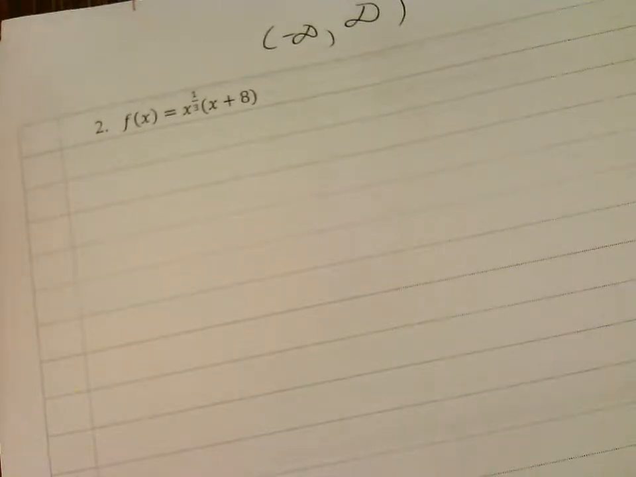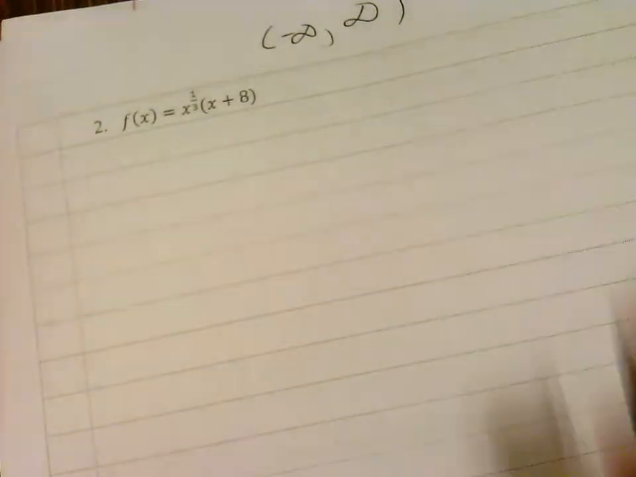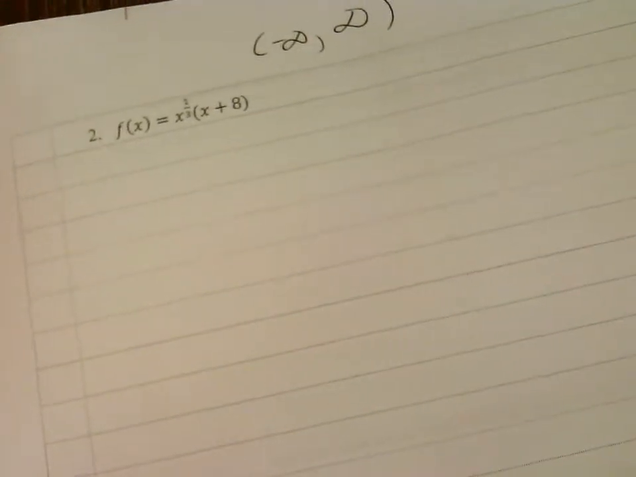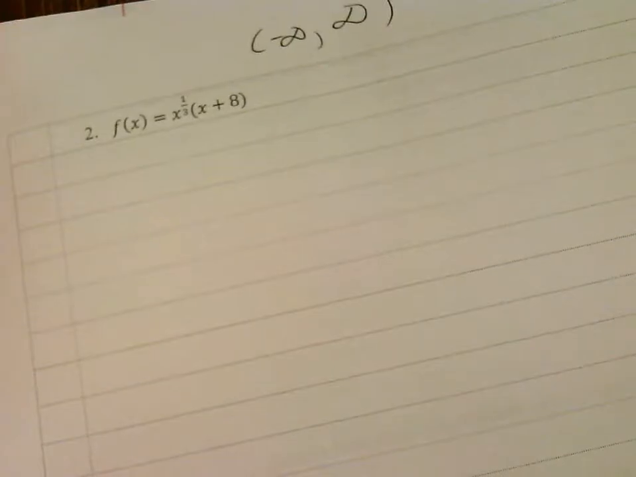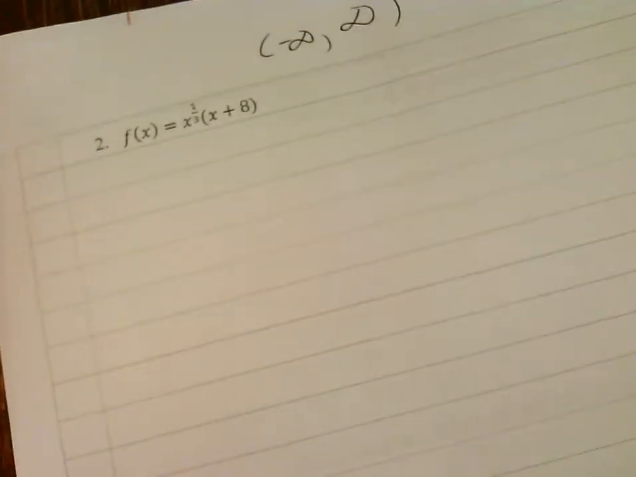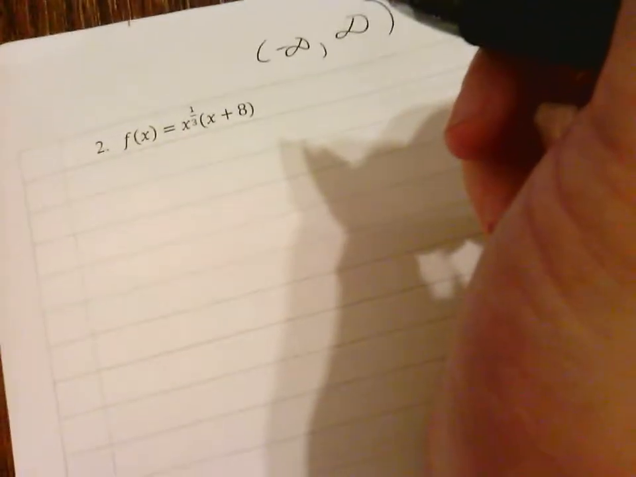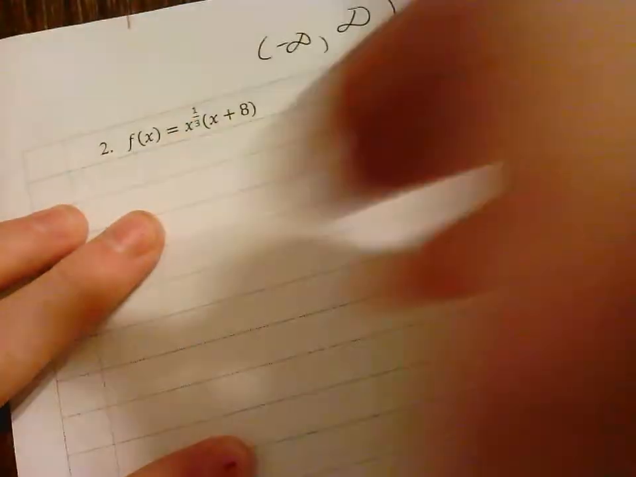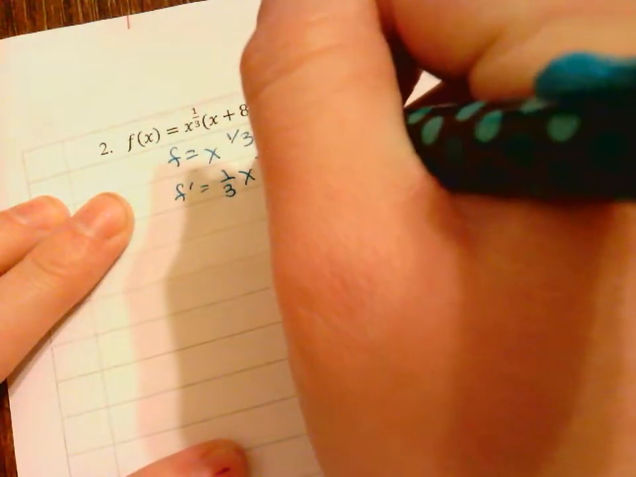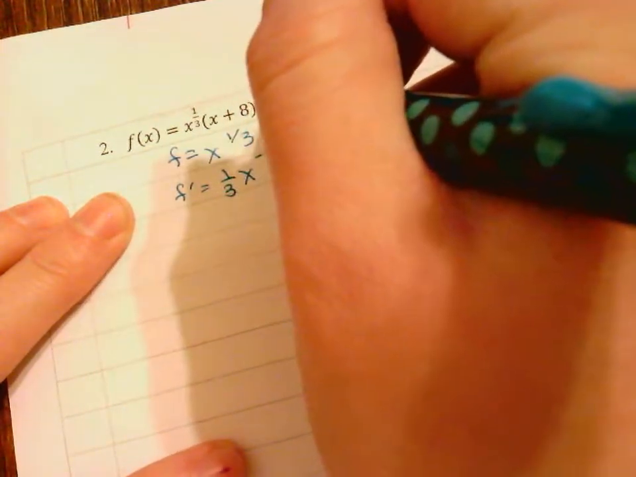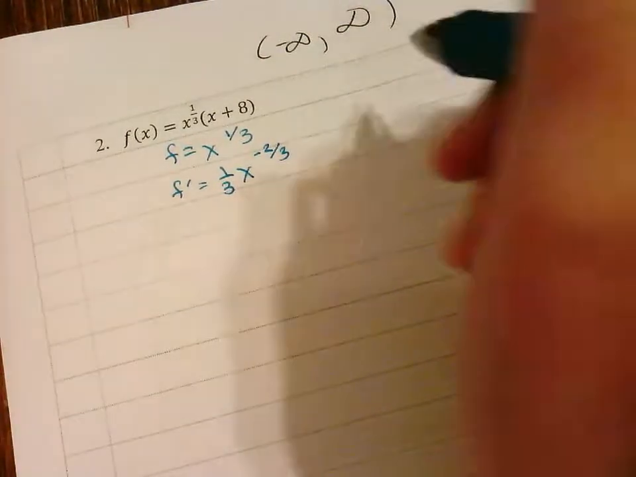Okay, so what do we have to do? We have to do the product rule to find the derivative, f prime. So f is x to the 1/3. F prime is 1/3 x to the negative 2/3. So you do 1/3 minus 3/3. That gives you negative 2/3. And then you have g.